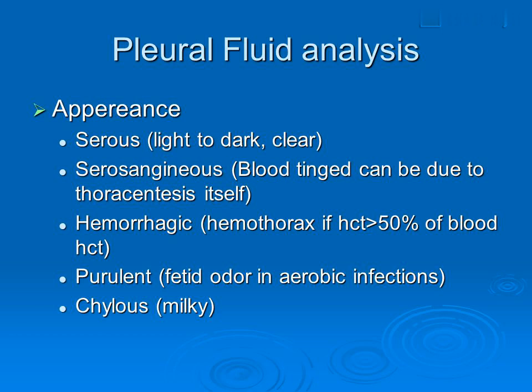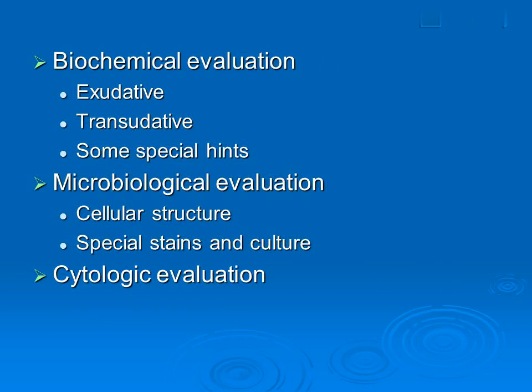Pleural fluid analysis. Appearance: serous, light to dark, clear. Serosanguineous, blood-tinged, can be due to thoracentesis itself. Hemorrhagic: hemothorax if pleural HCT is 50% of blood HCT. Purulent, fetid odor, anaerobic infections. Chylous, milky.